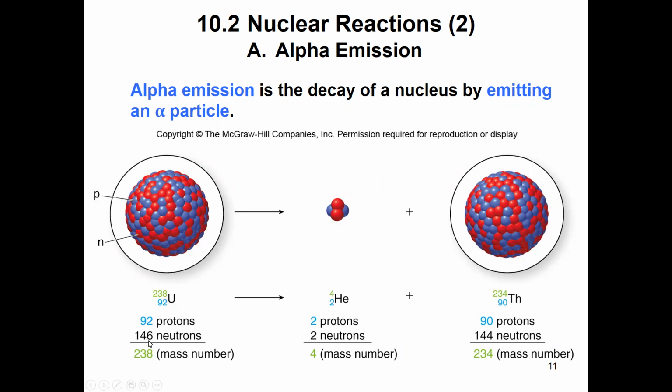And on the left we had 146 neutrons in the uranium 238, and on the right we have 2 neutrons plus 144 neutrons, that's 146 neutrons on the right side. So you see how the mass numbers are equal on both sides of the arrow, and the atomic numbers are equal on both sides of the arrow. So this is how we balance this type of nuclear reaction, or alpha decay, in this particular example.